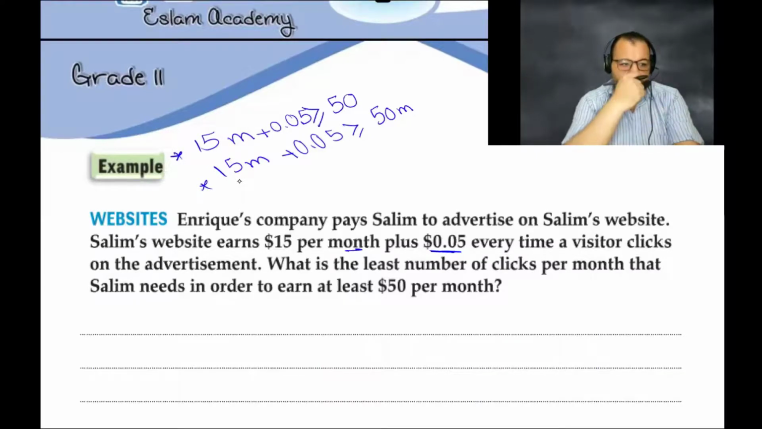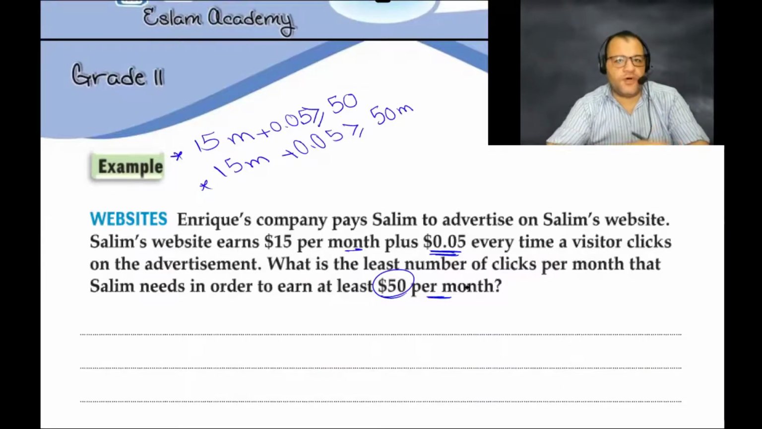Let me just explain this point. We have a website. Just because you have a website, you are earning $15 per month. So without doing anything, just because there is the website, you are earning $15. And for each visitor who clicks on the link, you get 0.05. For 1 month, you need to earn $15. So how many clicks do I need to find?